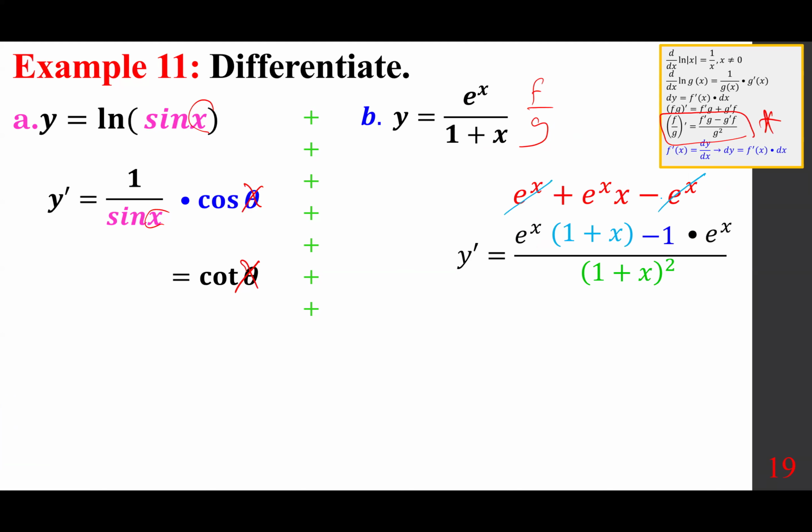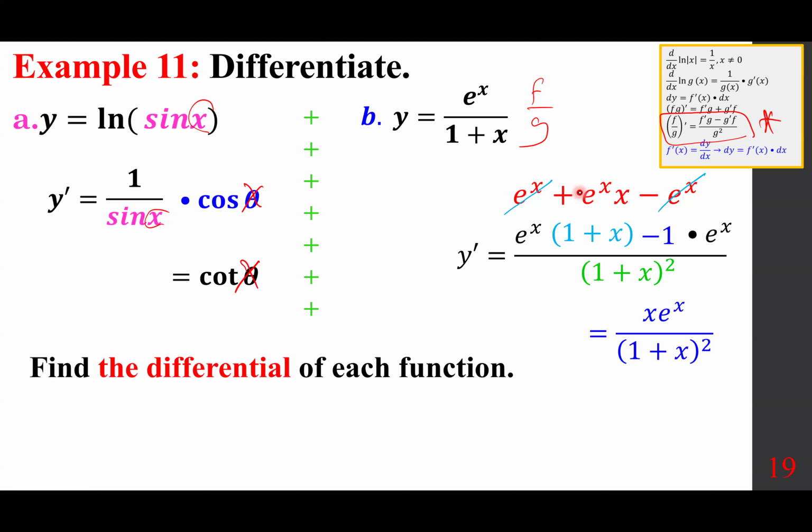These two cancel each other, and we put the x in front. We get x e to the power of x over 1 plus x quantity squared. I hope you remember this. We had done this. So why am I coming up with this question? The same question has been done, is that I want to find the differential of each function.